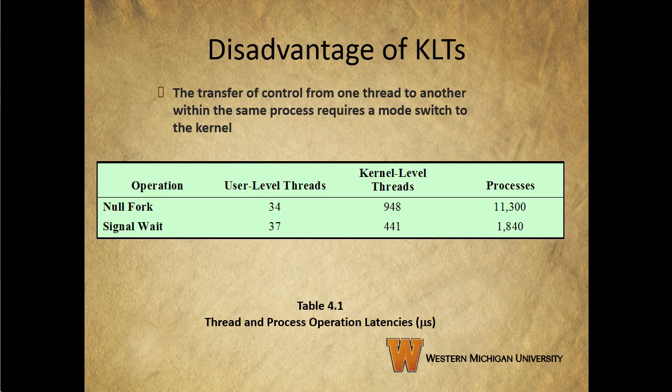threads, kernel-level threads, and full-blown processes. So as we can see, user-level threads can do these things much, much faster than kernel-level threads, but it's also important to note that full-blown processes take a whole lot longer than even the kernel-level threads. So there is a trade-off here.